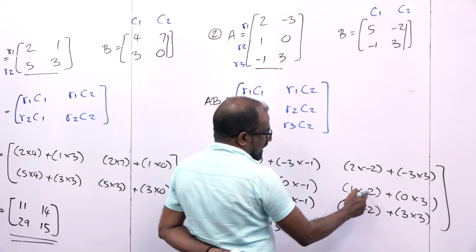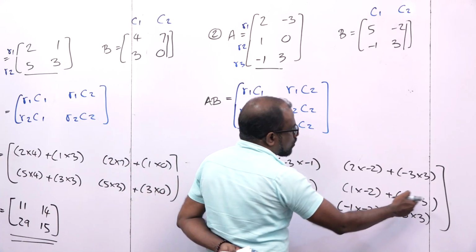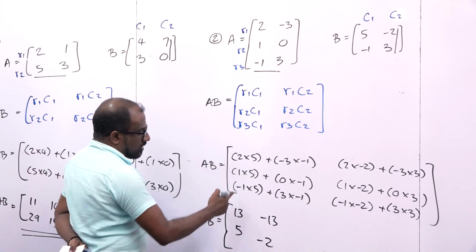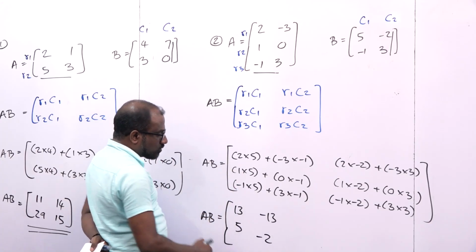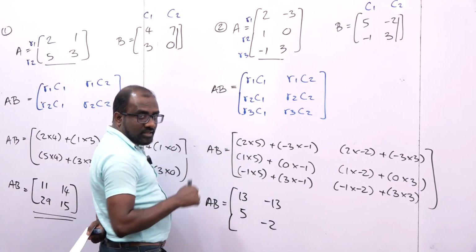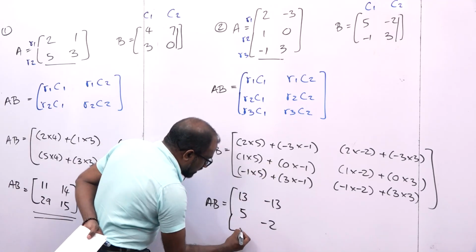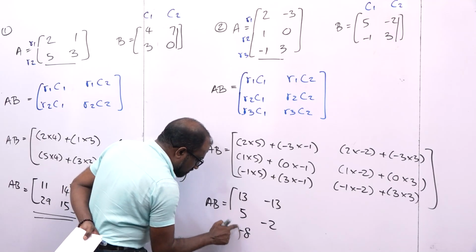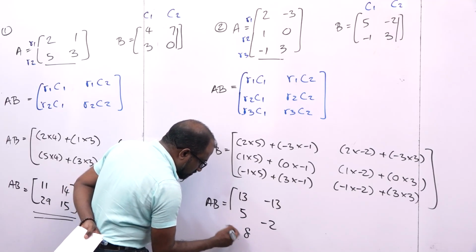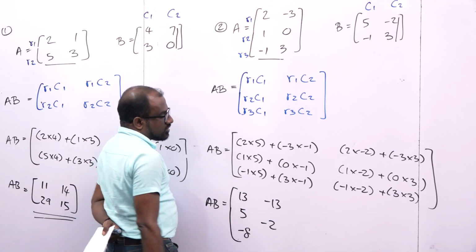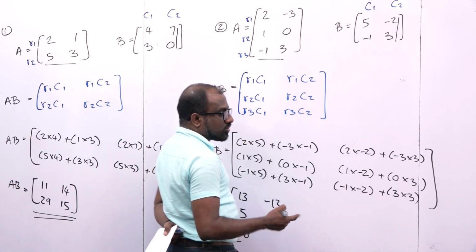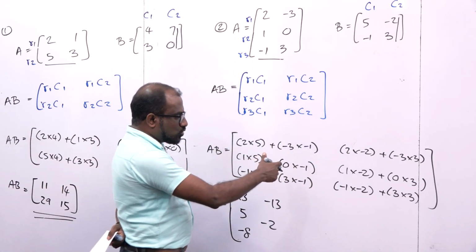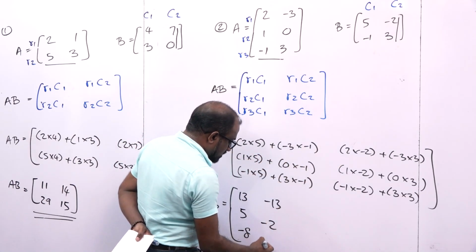Next one. 1 times minus 2, minus 2. 0 times 3, 0. That is minus 2 is the answer. Next one. Minus 1 into 5, minus 5. 3 into minus 1, minus 3. Minus 5 into minus 3, minus 8. Next one, minus 1 into minus 2, plus 2. 3 times 3, 9, plus 2, plus 9, 11.